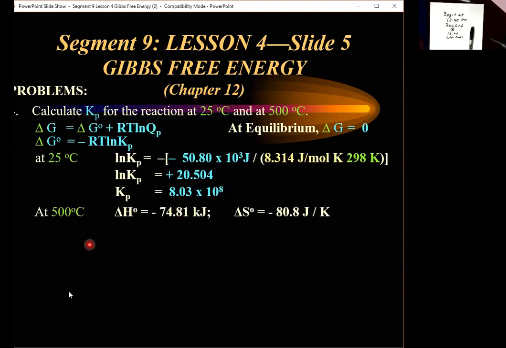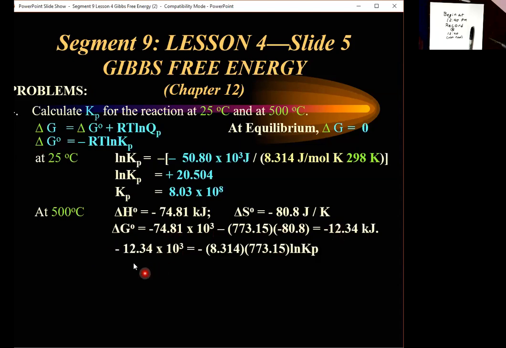Now, what about at 500 degrees? Well, we got to calculate delta G superscript at 500. And so what we're going to do is delta G superscript is delta H minus T, 500 degrees Celsius is 773.15 Kelvin, times delta S, which is minus 80.8. And we get delta G at 500 degrees as minus 12.34 kilojoules. And if we then rearrange and solve, we get Kp to be 6.8. So if we raise the temperature, it's not going to do good for us.